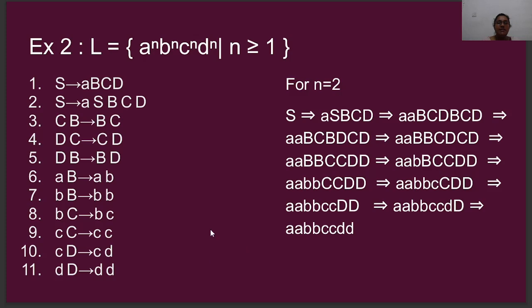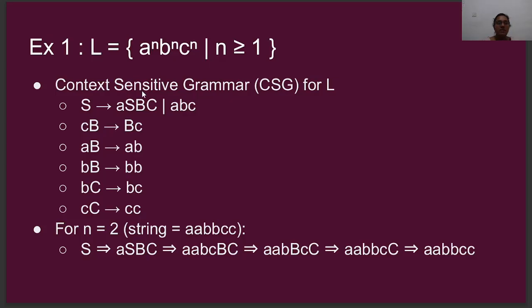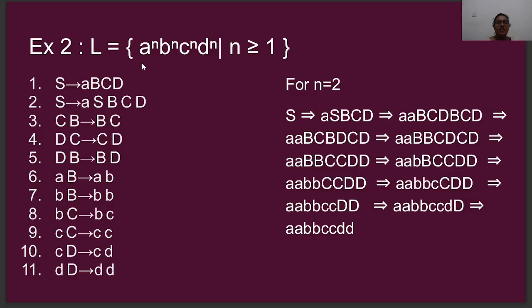Now, this is another example, A raised to n, B raised to n, C raised to n, D raised to n. Just like over here, we needed rules for swapping and things like that, we need extra rules over here since we have 4 alphabets, A, B, C, and D. So these are our rules, and based on these rules, for n is equal to 2, we can do the expansion. How we are writing these rules, we are not going into detail.